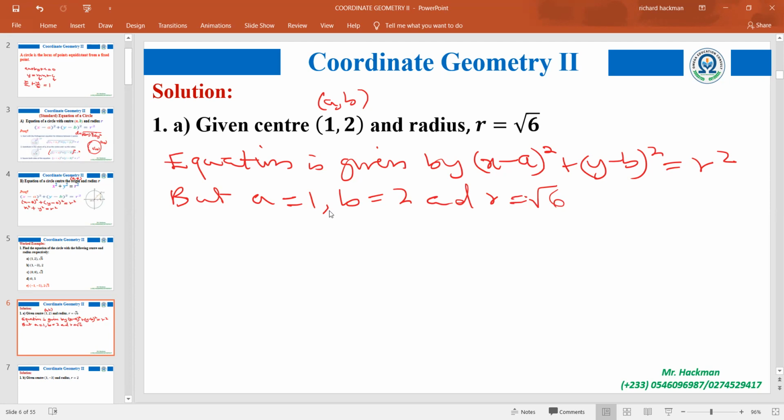Yes. So now it's just a matter of what you have there. Every formula is a relation. It will always have equal to. So when you are carrying out your substitution, you use implication. You cannot use equal to. So it will be x minus 1 squared, plus what? y minus what? 2 squared, and it's equal to root of 6, squared. Point well made.